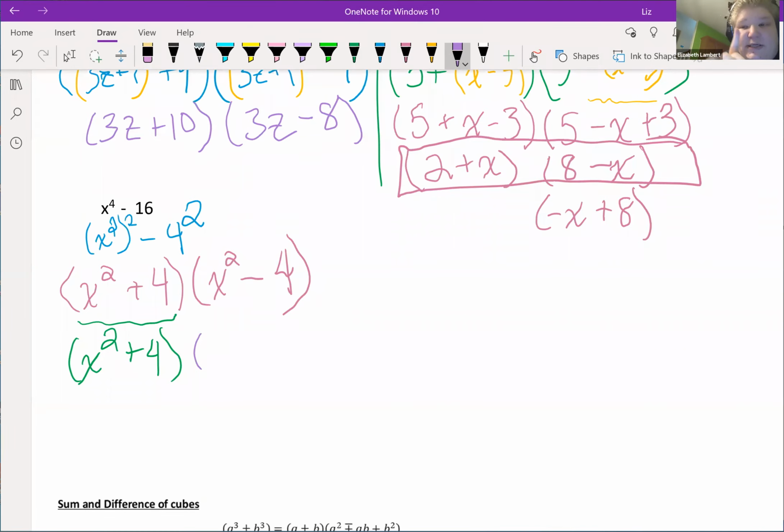So 4 is 2 squared. So we have another difference of squares. We would get x plus 2 and x minus 2. So I end up with 3 things being multiplied. Now the order you write those down in does not matter. Alex should take it any which way. If it doesn't, please email me and I will go argue with it.